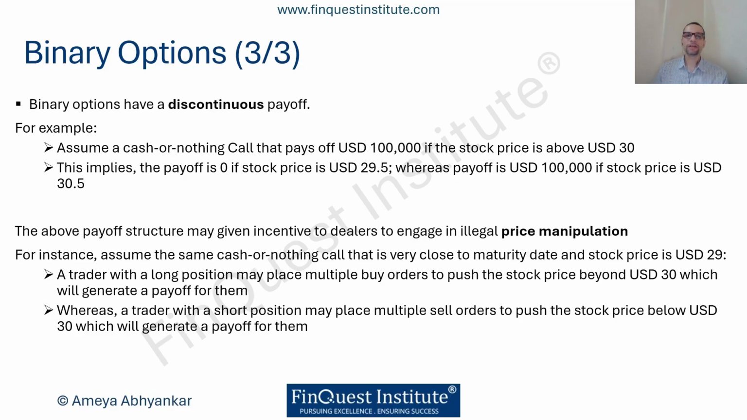We take an example of a cash or nothing call, which pays off USD 100,000 if the stock price is above, let's say, USD 30. So how do you interpret this? This means that the payoff will be 0 if the stock price is less than 30, let's take an example of 29.5. So the payoff will be zero if the stock price is 29 and a half, whereas the payoff will be the full 100,000 if the stock price is USD 30 and a half. I'm just assuming a tick size of 0.5, but this becomes like the decision boundary. This is when we know whether we are getting a payoff or not.